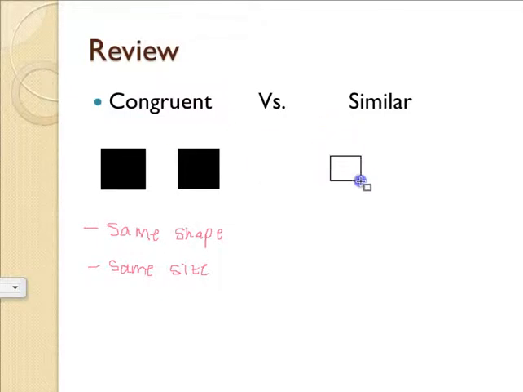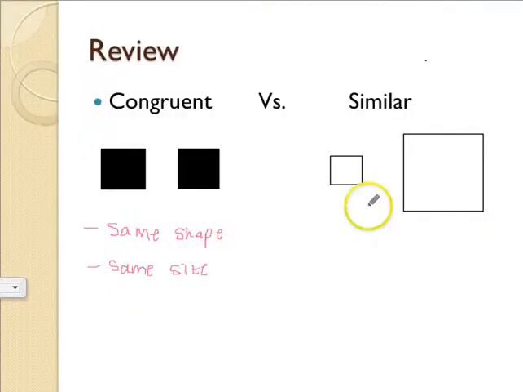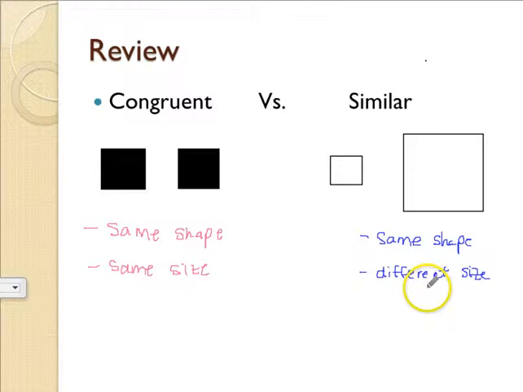Versus similar, those are both squares, so they're the same shape, but now we've got a different size. So when we talk about similar, we're talking about the same shape, but different size. So that's the big difference between congruent and similar. Congruent is the exact same. It's going to be same shape, same size. Similar is going to be same shape, but can be different sizes.